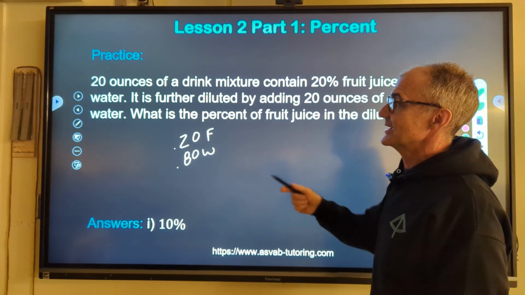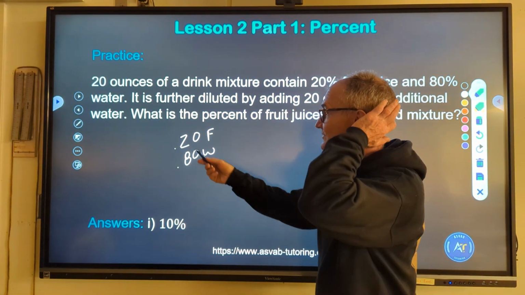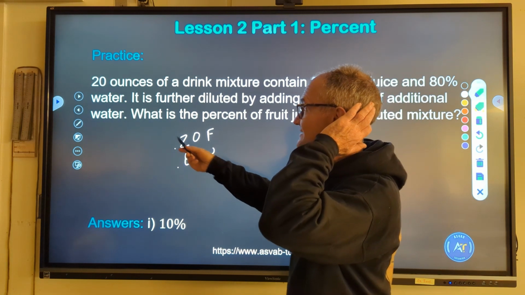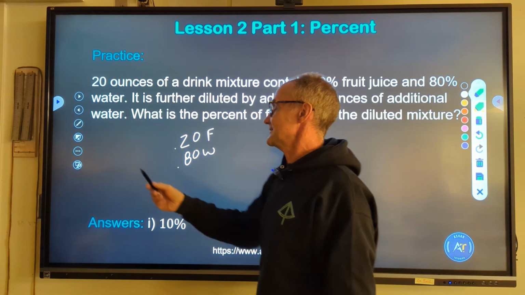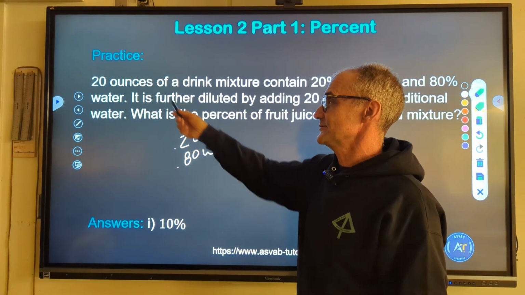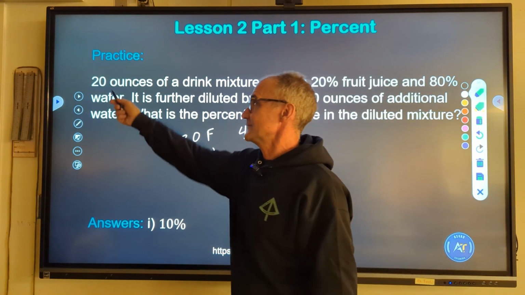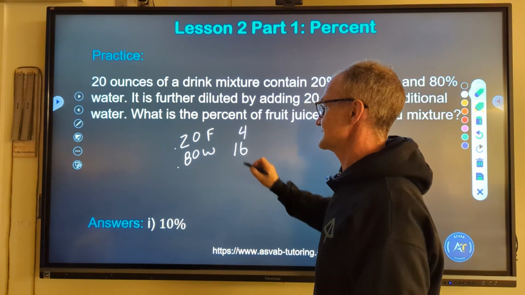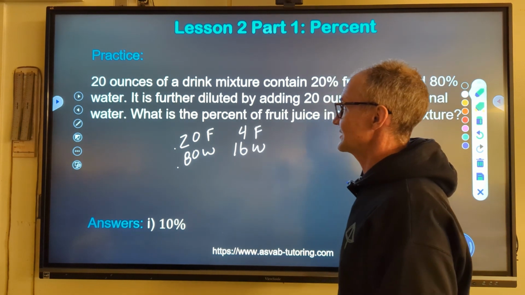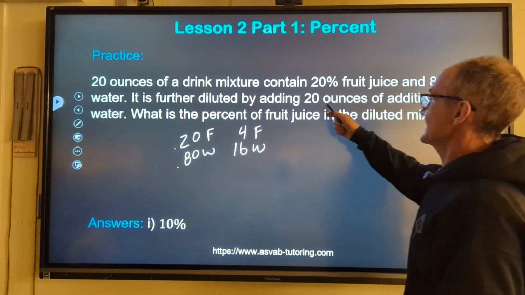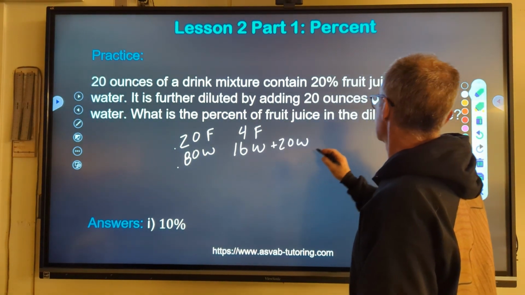So maybe the best way to go back and do this one is to figure out how much I have. So I'm going to do 20% of 20 ounces, right? 20% of 20 ounces, 0.2 times 20 is going to give me 4 ounces. 0.8 times 20 is going to give me 16 ounces. So this is 4 ounces of fruit juice, 16 ounces of water. It is further diluted by adding 20 ounces of water. So I got another 20 ounces of water on here.